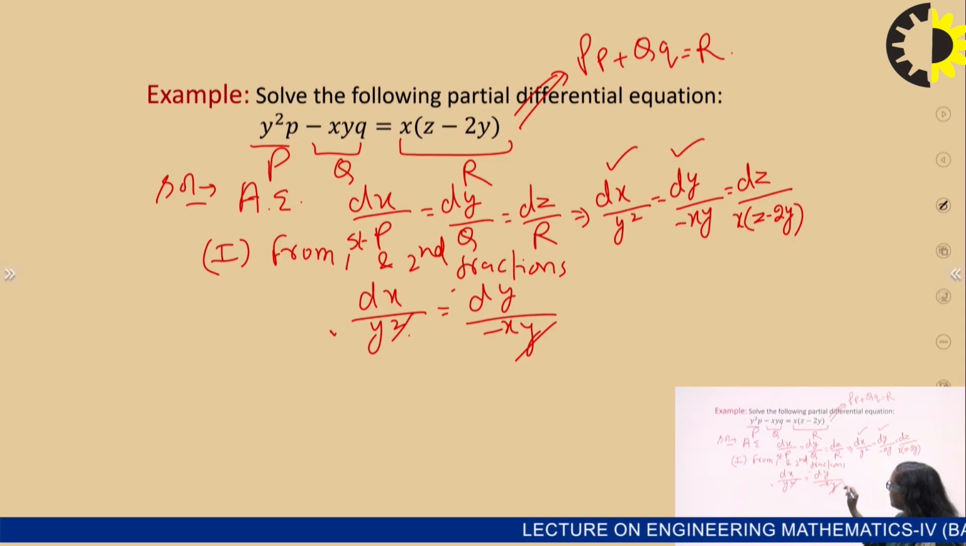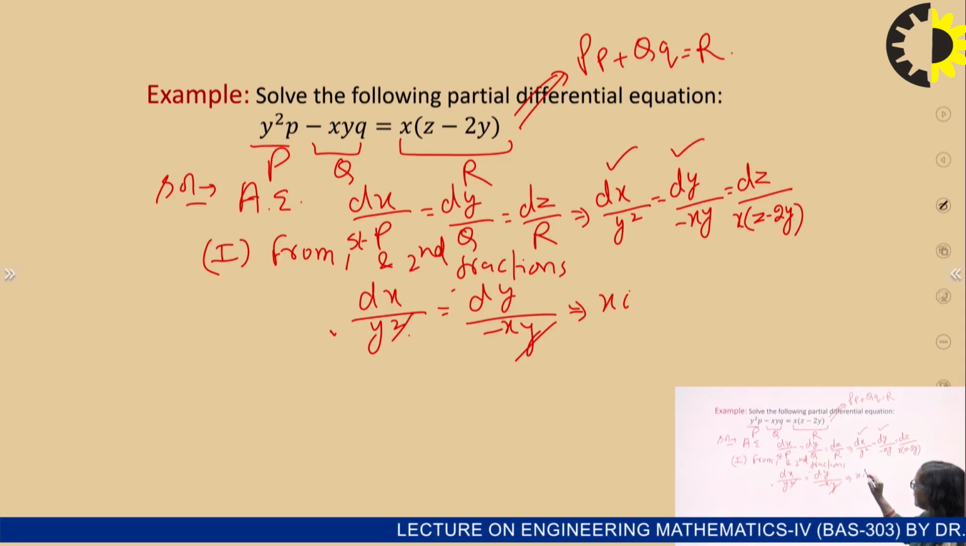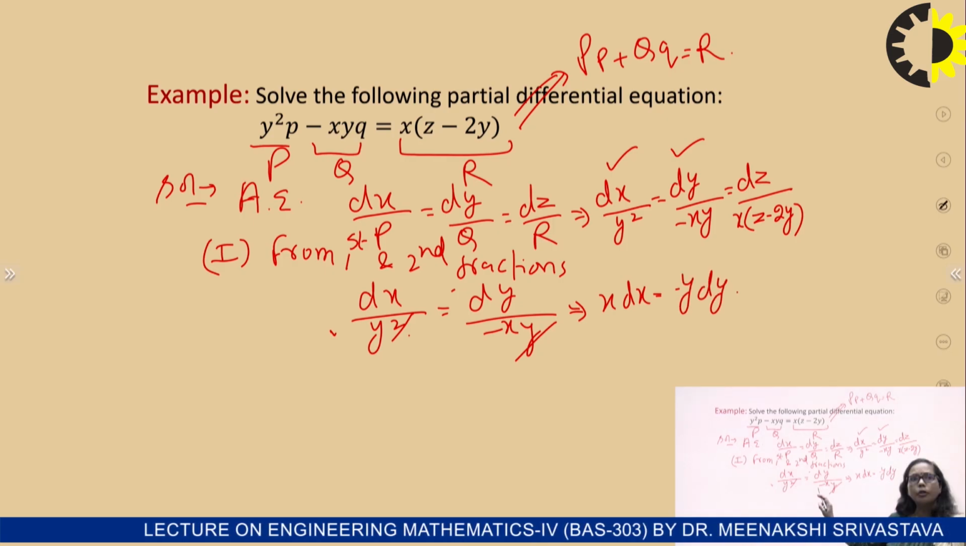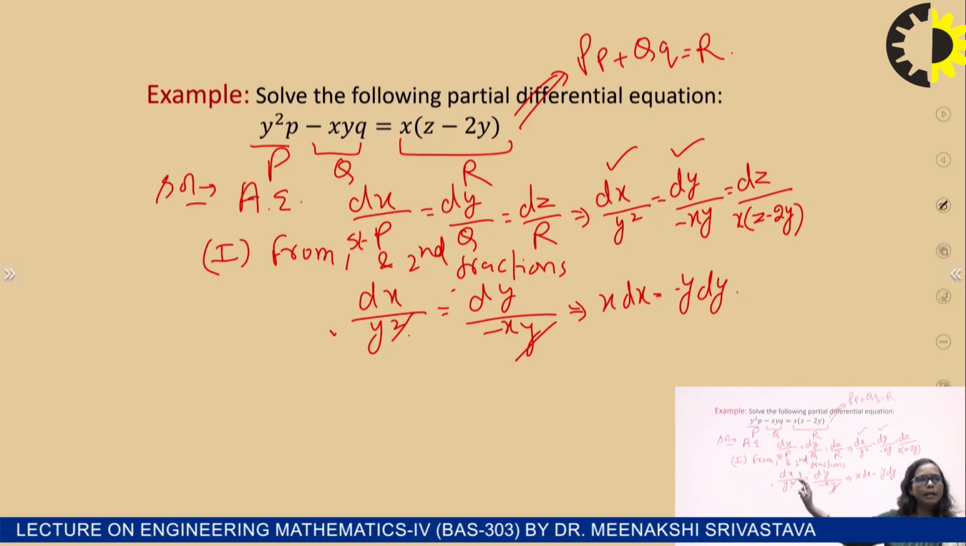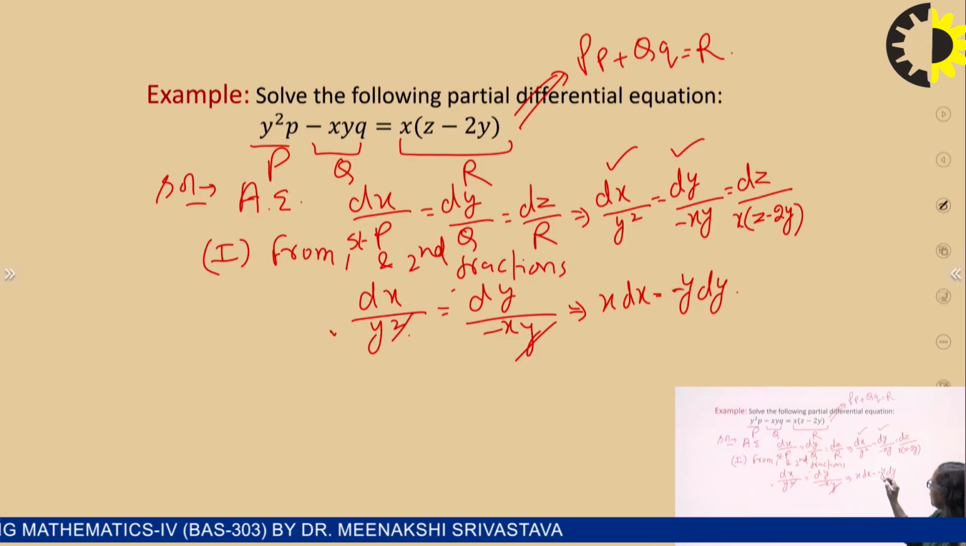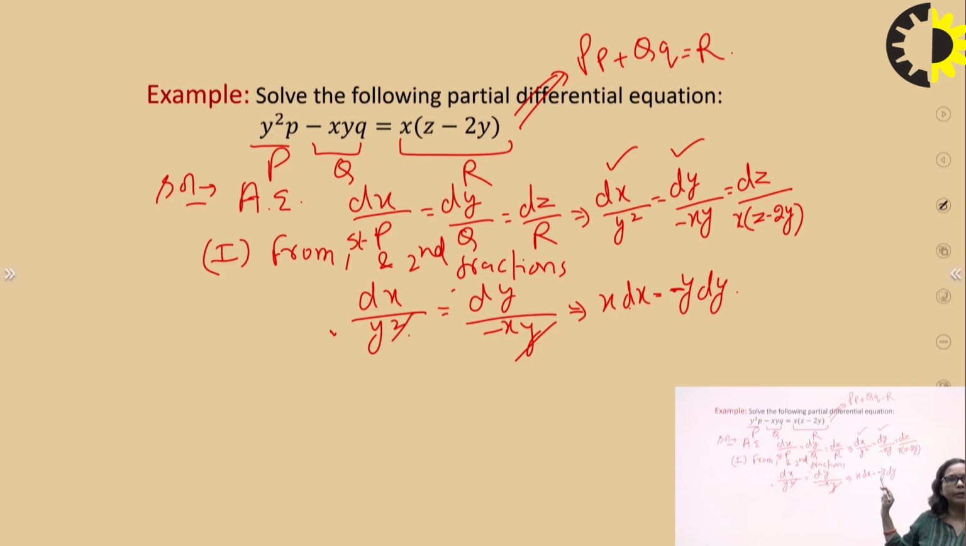But if I do the cross multiplication, then I can make it integrable. So I get x dx is equal to minus y dy. I keep the minus over here, shifting x over here making it x dx and y over here making it y dy. Now you look at that, this is integrable because with dx we have a function of x, with dy we have a function of y. And if this is integrable, the last step is to just integrate both sides.